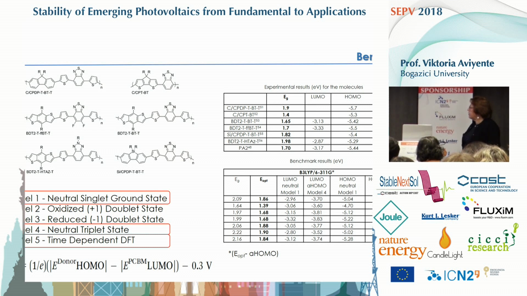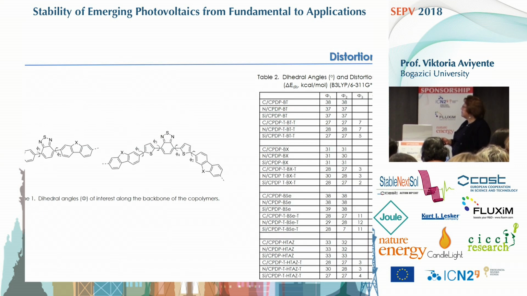We also looked at the neutral triplet state, and finally, we performed TD-DFT in order to see the band gap. All of these calculations ended up giving the best agreement with experiment with TD-DFT rather than the others. The neutral singlet state gave us good agreement for the HOMO, and the neutral triplet state gave us good agreement for the LUMO.